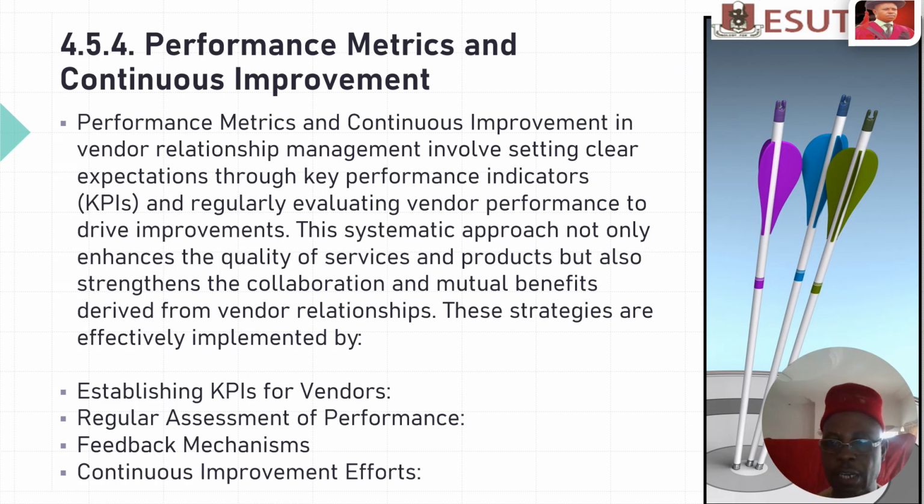Performance metrics and continuous improvement. Performance metrics and continuous improvement in vendor relationship management involves setting clear expectations through key performance indicators and regularly evaluating vendor performance to drive improvements. This systematic approach not only enhances the quality of services and products, but also strengthens the collaboration and mutual benefits derived from vendor relationships.